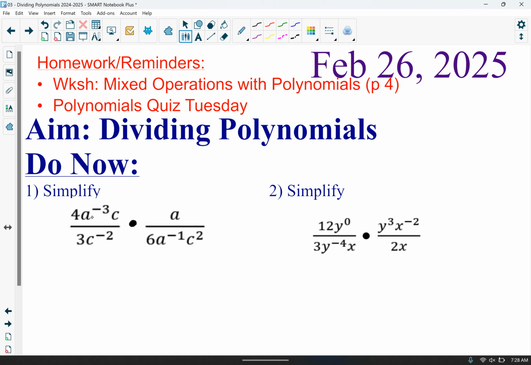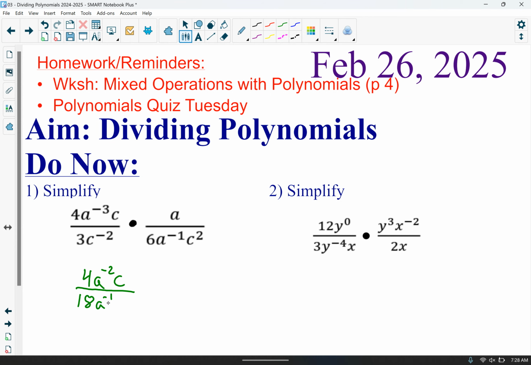So if we're doing 4a to the negative third c times a, multiplying with same bases, we're going to keep the base, add the exponent, which should give us 4a to the negative second power c, because negative 3 plus 1 is negative 2, over 3 times 6 is 18, a to the negative first, c to the negative second times c squared, negative 2 plus 2 is 0, c to the 0 is just 1, and there we are.